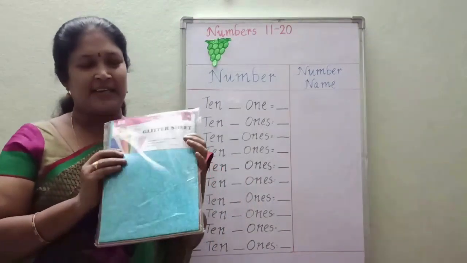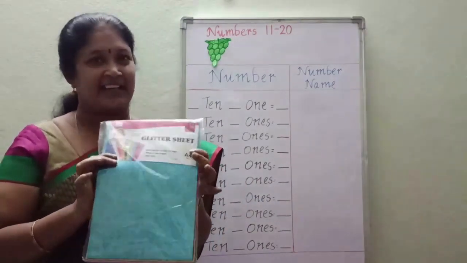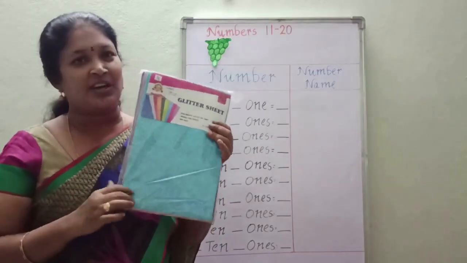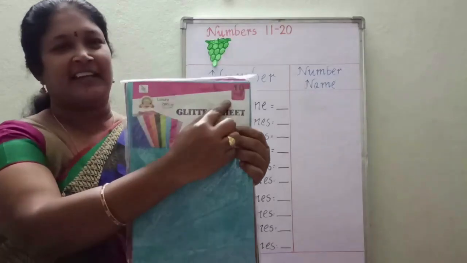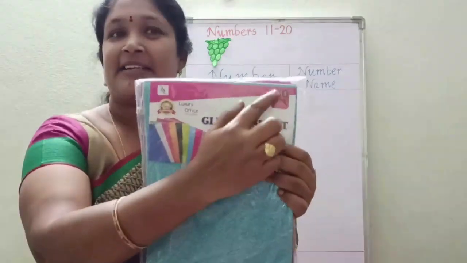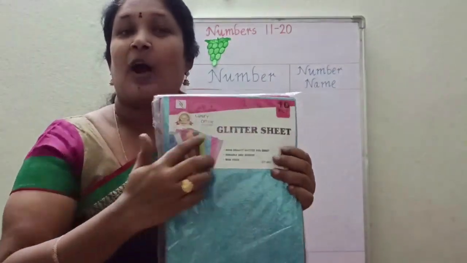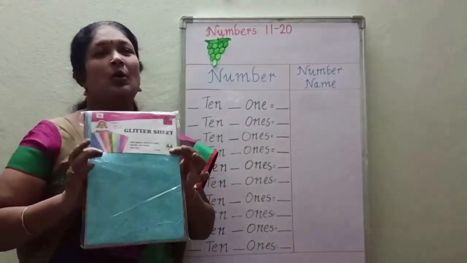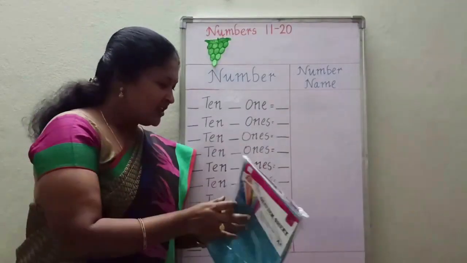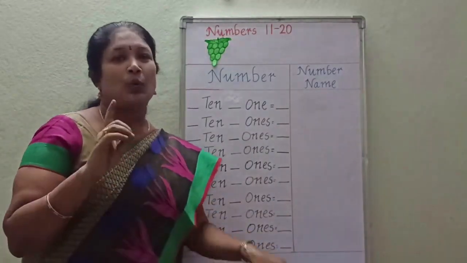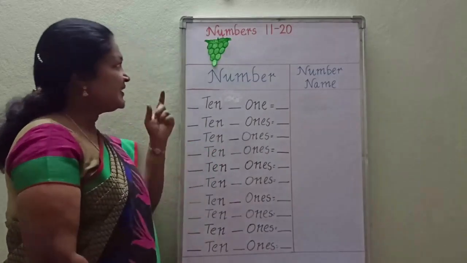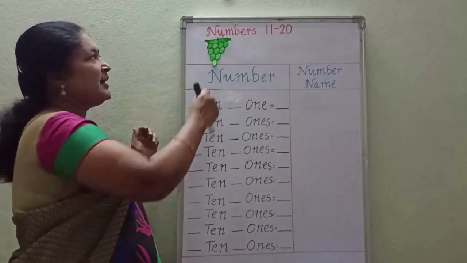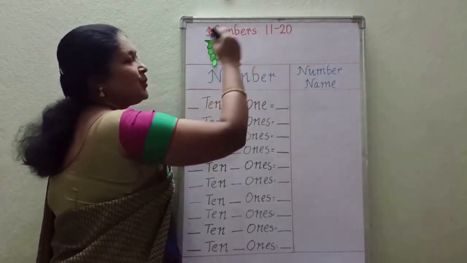And see children here, some glitter sheets are there. How many sheets are there in this? No need to count. Here they mentioned. See children here, how many glitter sheets are there? 10 pieces. So 10 pieces in one packet. So 10 ones equals 1 ten. So here see children, today we are going to learn more about numbers 11 to 20.